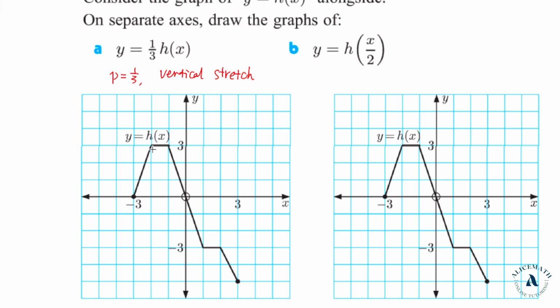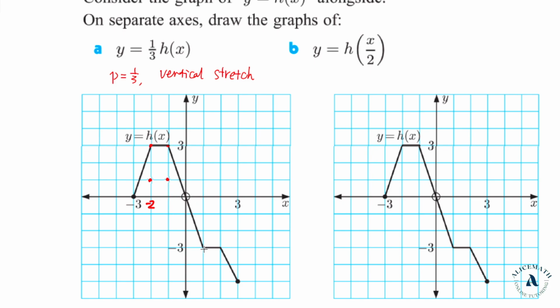Now look at some other points. For example, this point is (-2, 3). The vertical distance is 3, but the scale factor is 1/3, so the vertical distance changes to 1/3 of the previous distance. So this point should move to here, only 1 unit. Also here we have a similar point, so the vertical distance goes from 3 units to 1 unit.